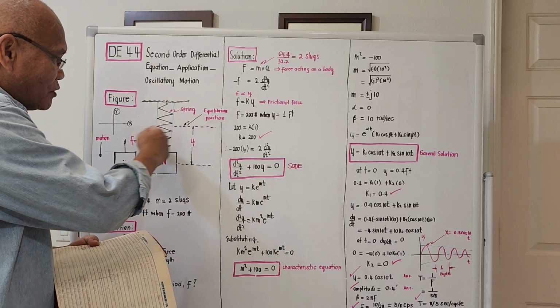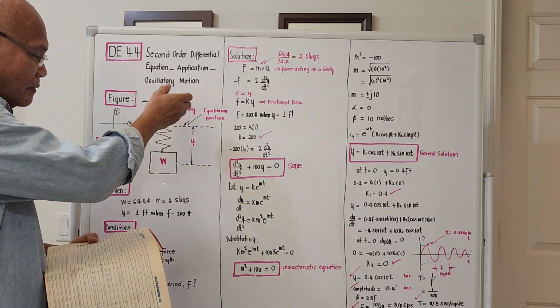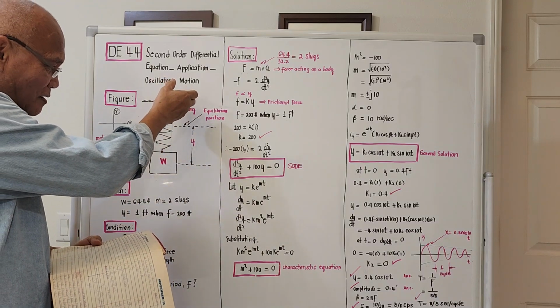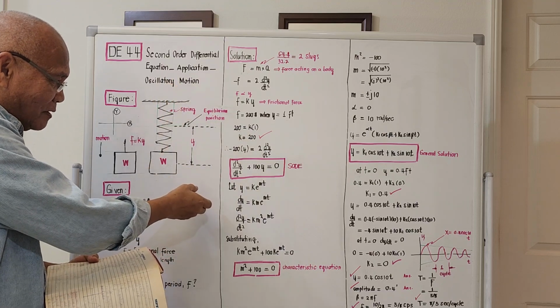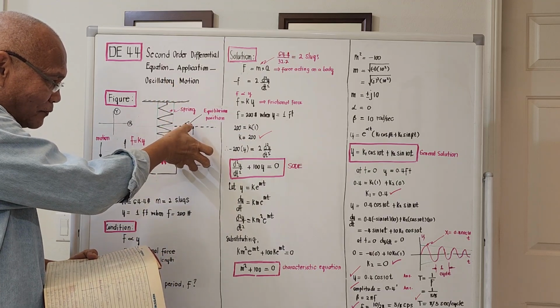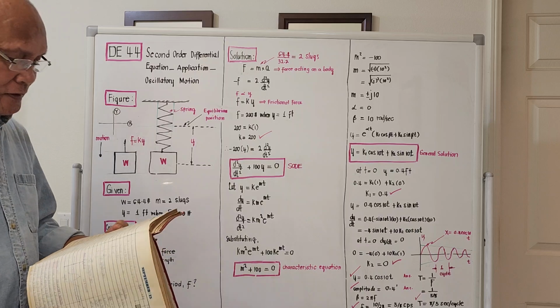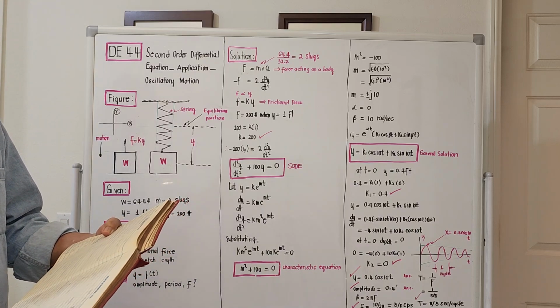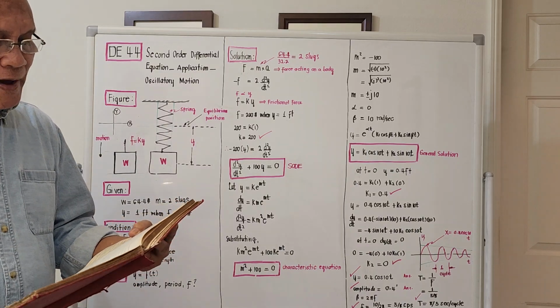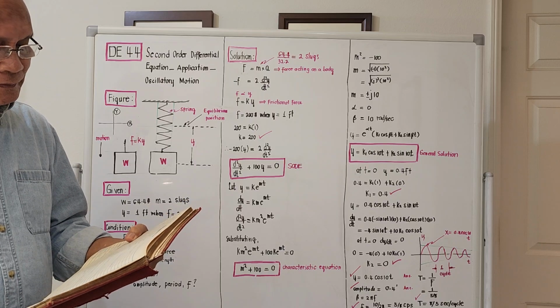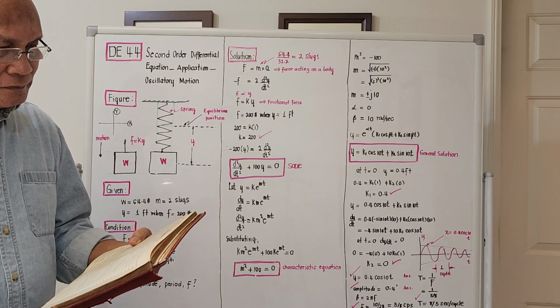This is the equilibrium position. The weight was pulled down at a distance of 0.4 feet from the equilibrium position. The question is, find the equation of the motion, the amplitude.